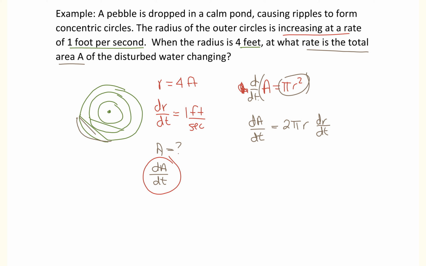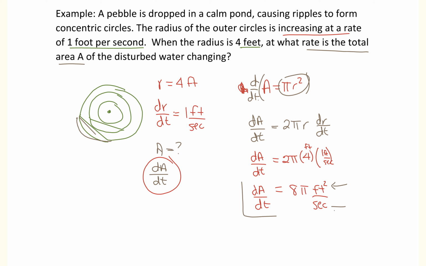Okay, so now we plug in what we know. We are looking for dA/dt. We know it's 2 pi, our radius is 4, and dr/dt is 1 foot per second. If I write in the units, you can see how the units match up. So in this one, it would be 8 pi feet squared per second. And that makes sense because it is a rate of change of the area, and area is in feet squared and time is in seconds. So dA/dt is 8 pi feet squared per second.